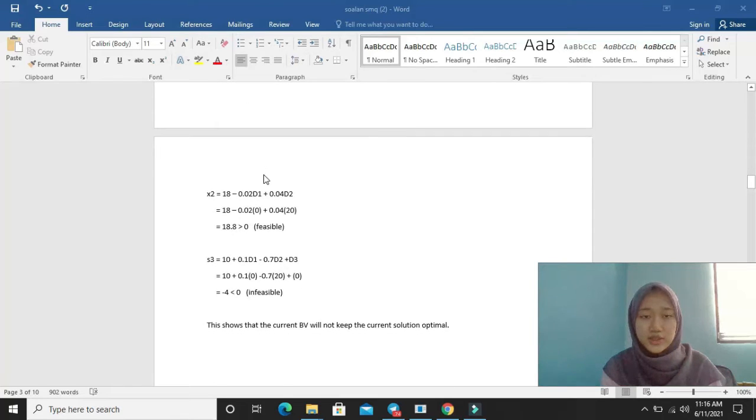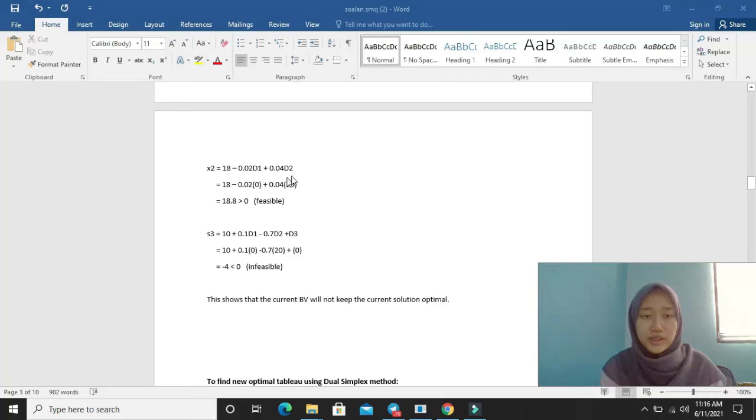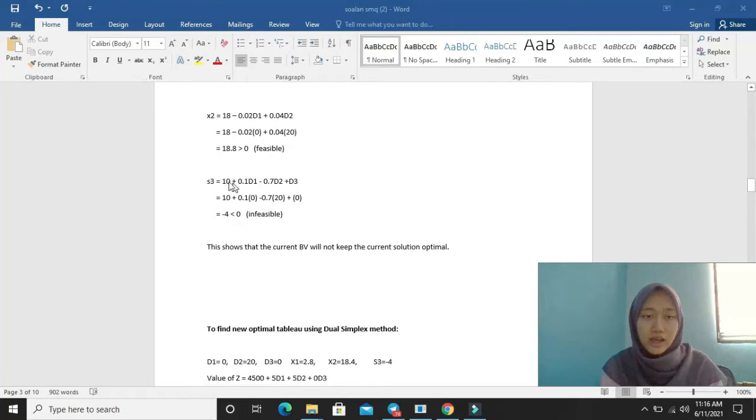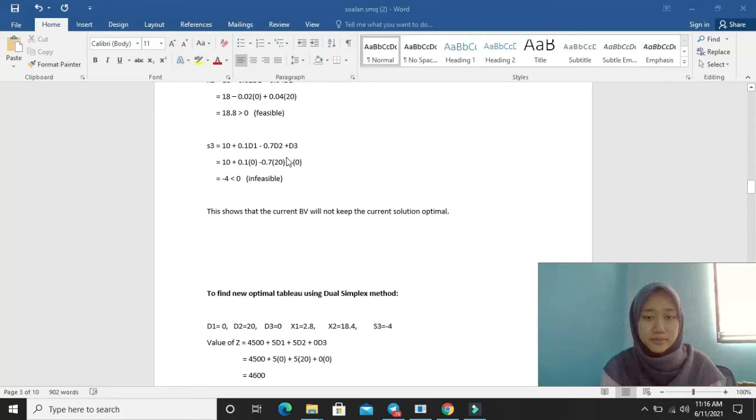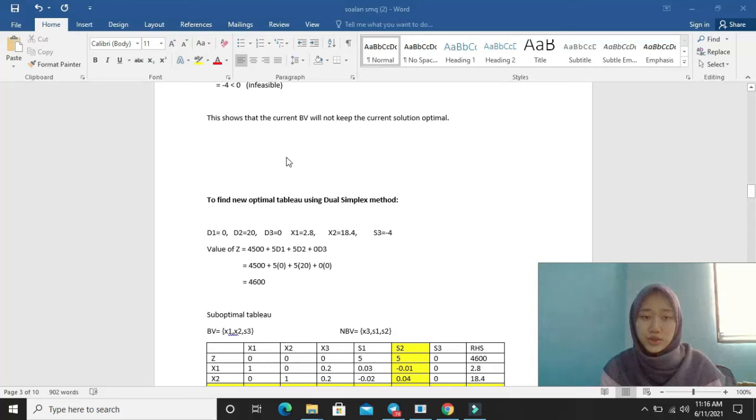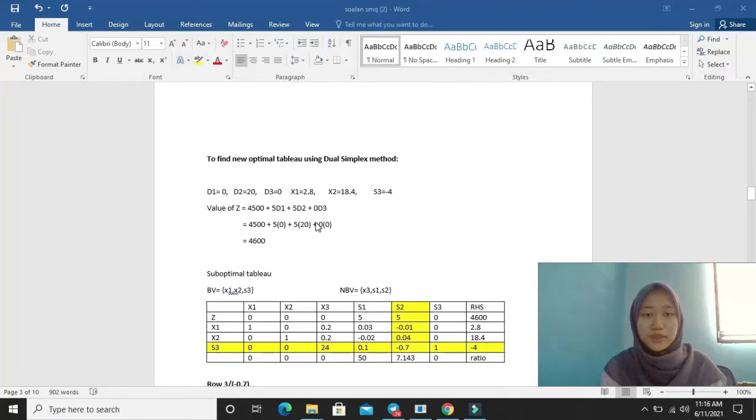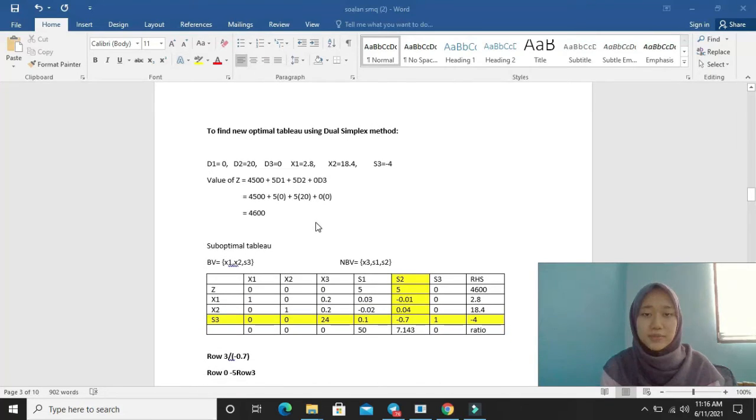For x2, we substitute the values of D1 and D2, and we obtain x2 is 18.8, which is greater than 0, so it is feasible. And for s3, we obtain that s3 is negative 4. Negative 4 is less than 0, and it shows that it is infeasible. So it means that the current BV will not keep the current solution optimal. So what should we do to find the new optimal? We need to use the dual simplex method.